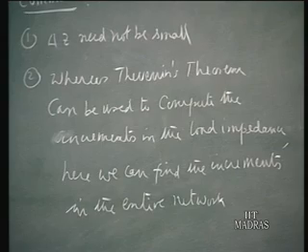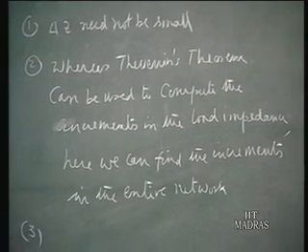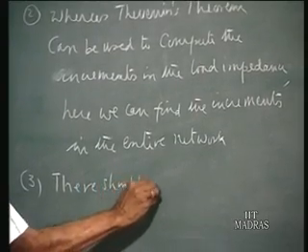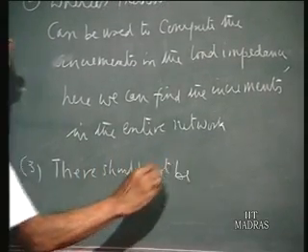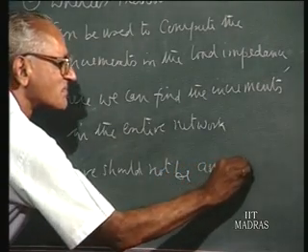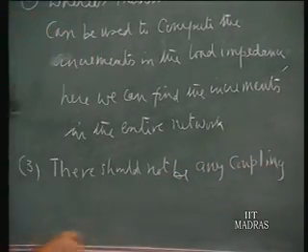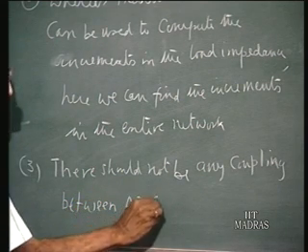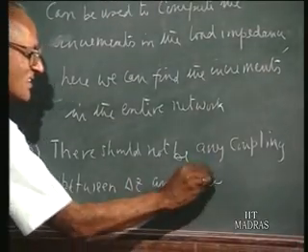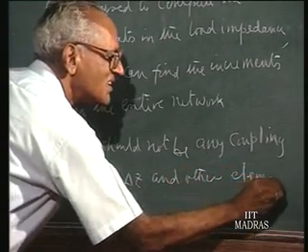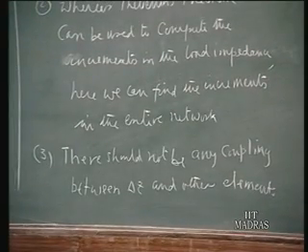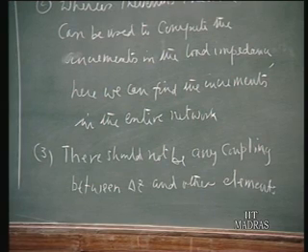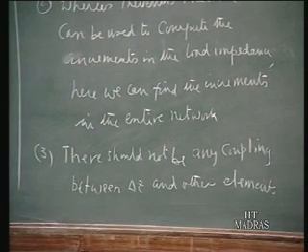Now what we have to see, another thing is there should not be any coupling between delta Z and other elements in the network. Because when you change, those coupling elements are destroyed. Therefore we should not have a mutual coupling or coupling through control sources between the delta Z and the other elements of the network.